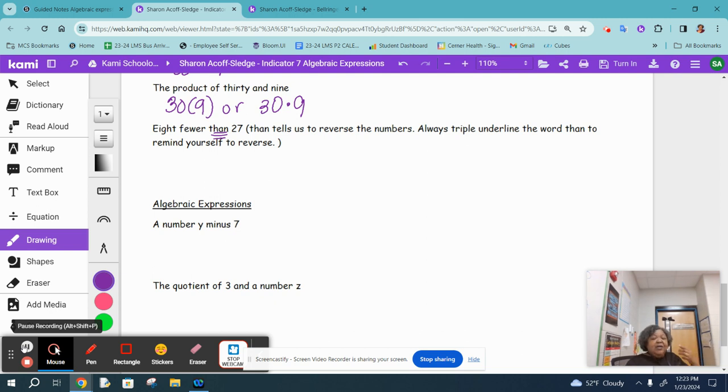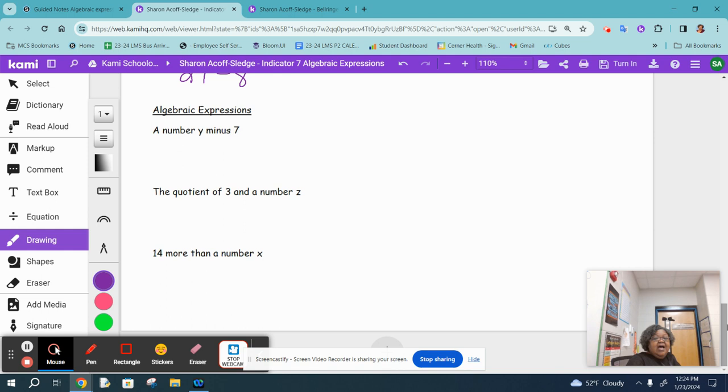Okay? So whenever we see the word than, it means reverse. So this says 8 fewer than 27. The 27 comes first. So this is 27 minus 8. Because fewer than means I subtract. So when I see than, I put what's behind than first. All right?